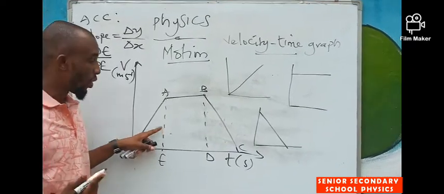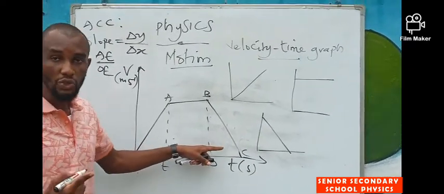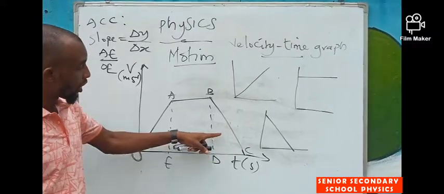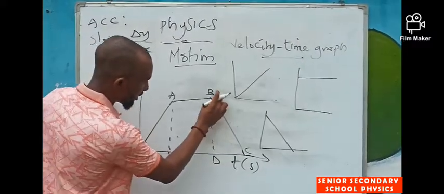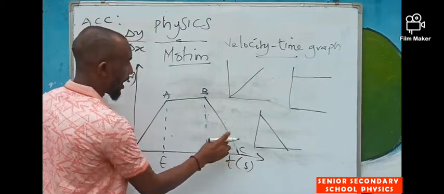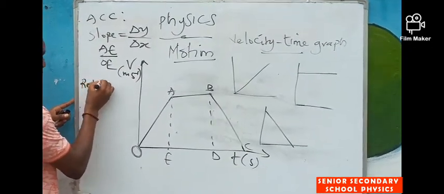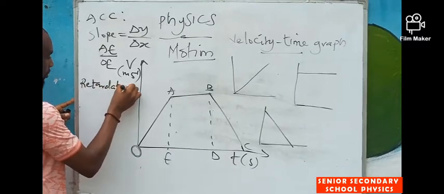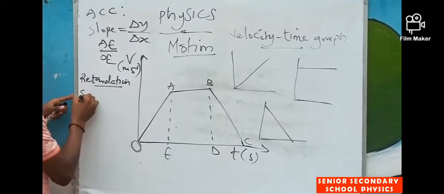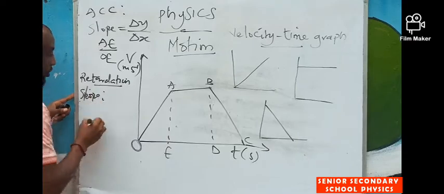If you are asked to determine the deceleration, or what we call retardation, we also solve for the slope of the retardation part. So from here now, for retardation, the slope will now be from the graph.